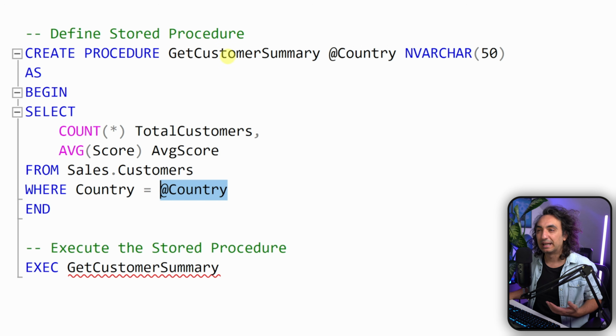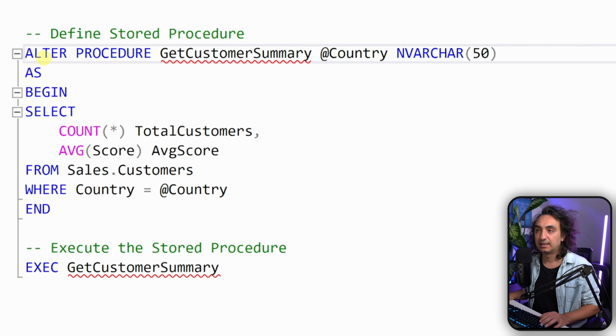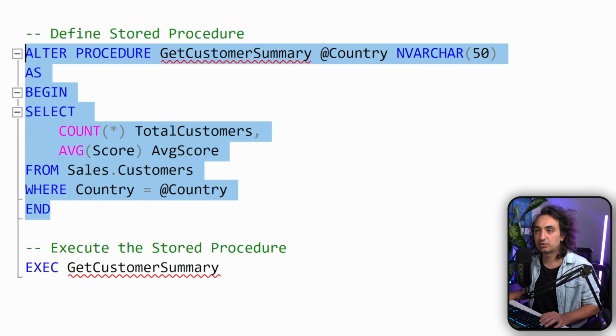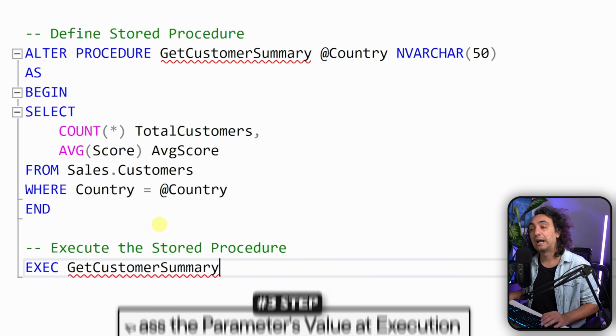So now we have to go and update the stored procedure. We cannot leave it as CREATE. Instead of that, we're going to say ALTER. So we are saying ALTER PROCEDURE with the new information. Let's go and execute it. And now we have to go and execute the procedure.